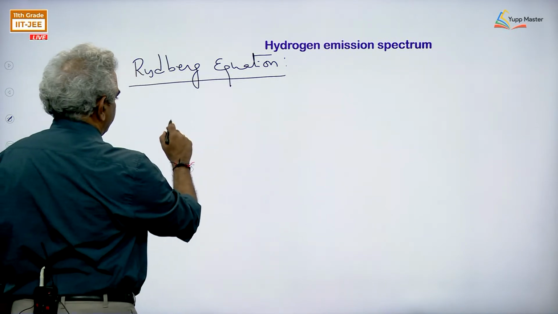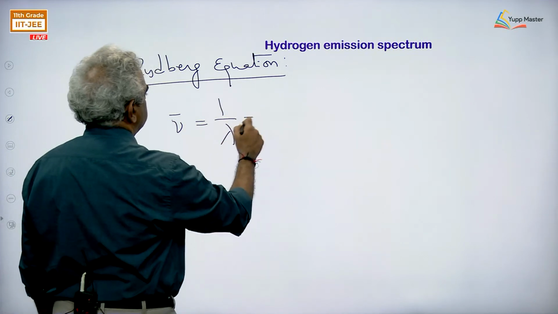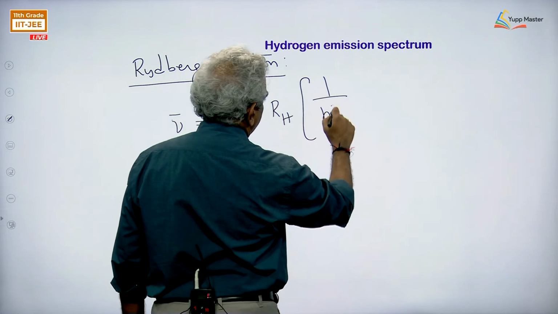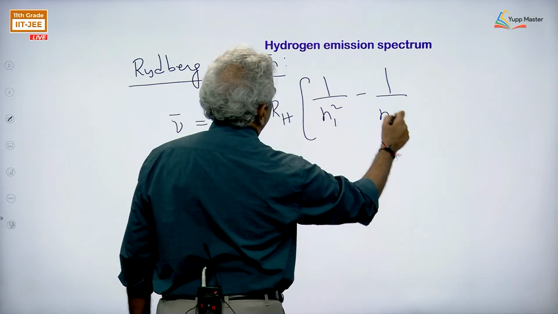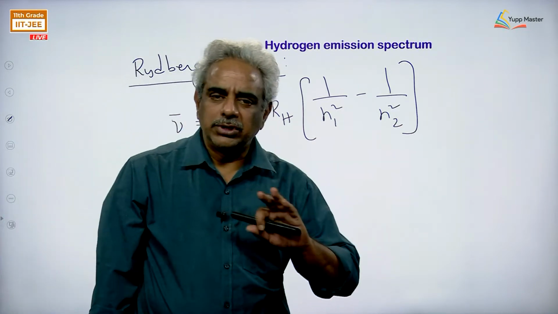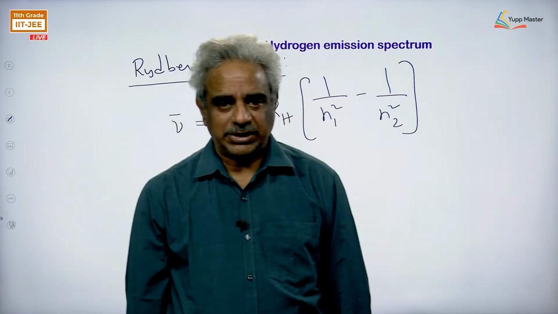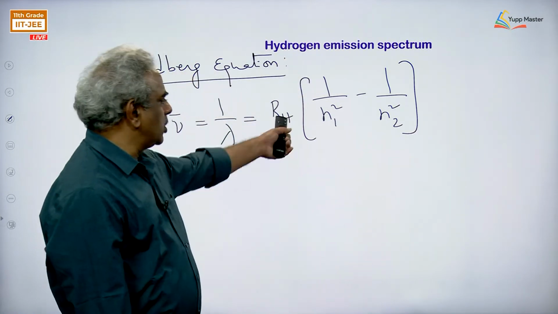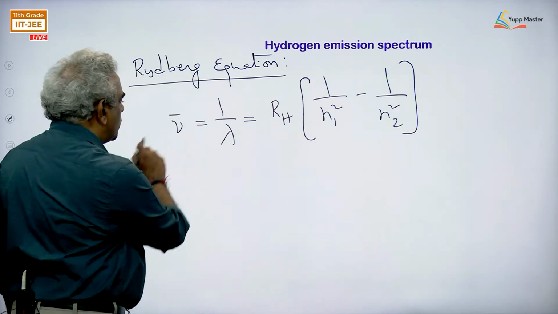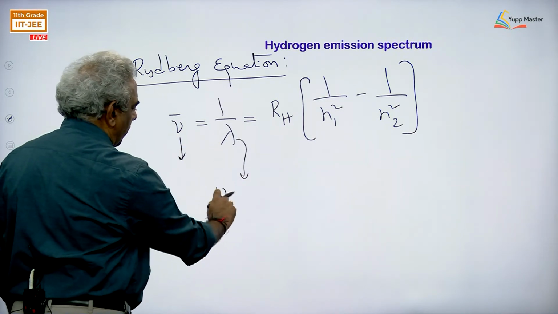This is actually ν̄, which is 1/λ, equal to RH into (1/n1² − 1/n2²). Without any mathematical approach, it was just based on the wavelengths of the lines that it was guessed, with some constant value, an empirical relation he obtained. This ν̄ is what? Wave number. This is wavelength.